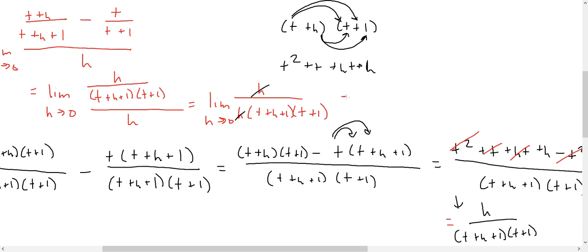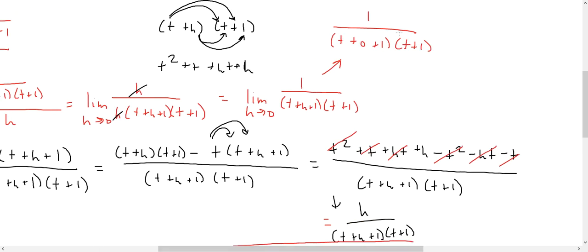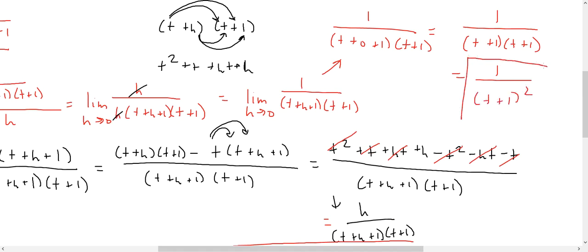So now, we have the limit as h approaches 0 of 1 over (t plus h plus 1) times (t plus 1). If we substitute in a 0 wherever we see an h in this denominator, we have 1 over (t plus 0 plus 1) times (t plus 1). Remember, again, don't substitute in a 0 wherever you see a t because it's not the limit as t approaches 0, it's the limit as h approaches 0. So we only had one h we had to substitute in with a 0. So now we can simplify this. This is 1 over (t plus 1) times (t plus 1), or 1 over (t plus 1) quantity squared. And that's our derivative of g of t.